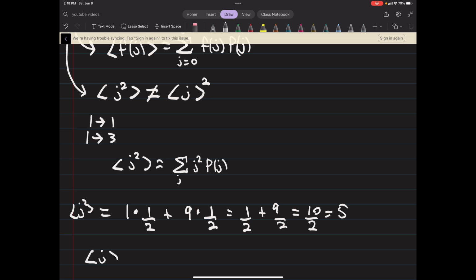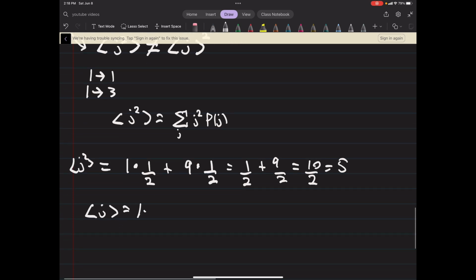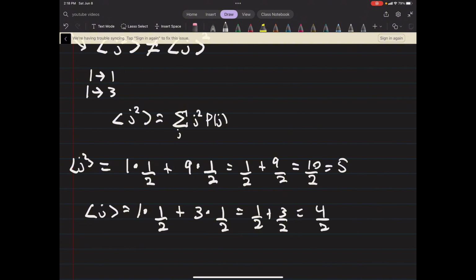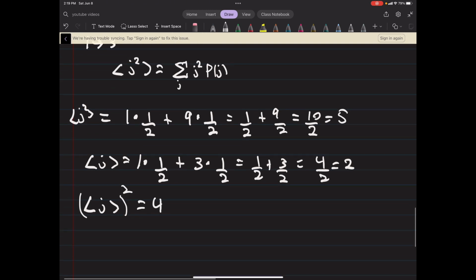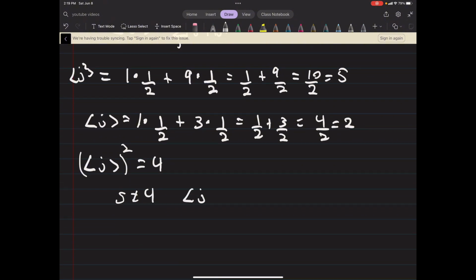But now let's just get the expectation value of j, which is what I was calculating before I realized what I was doing. So that'll be just 1/2 plus 3 halves, which is 4 halves, which is 2. And then after I calculate the expectation value, if I square that, that's 4. So 5 is not equal to 4. So at least in general, the expectation value of j squared is not equal to the square of the expectation value.